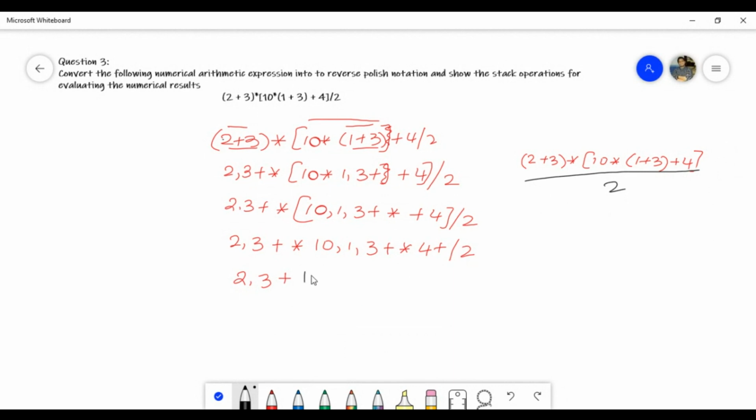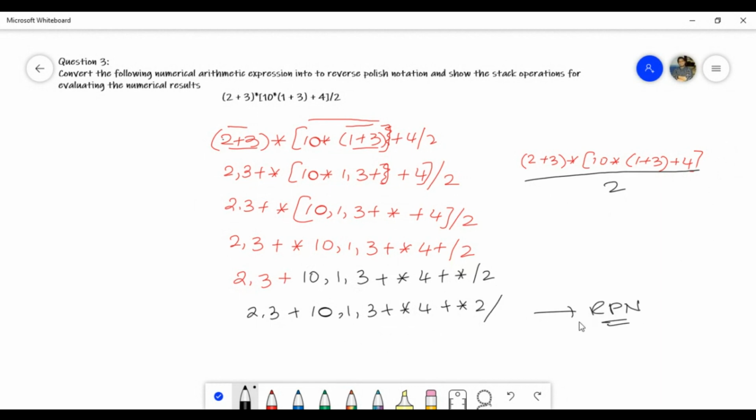Okay, so it is 2 comma 3 plus 10 comma 1 comma 3 plus cross 4 plus cross 2. Okay, so this is the RPN, reverse Polish notation.